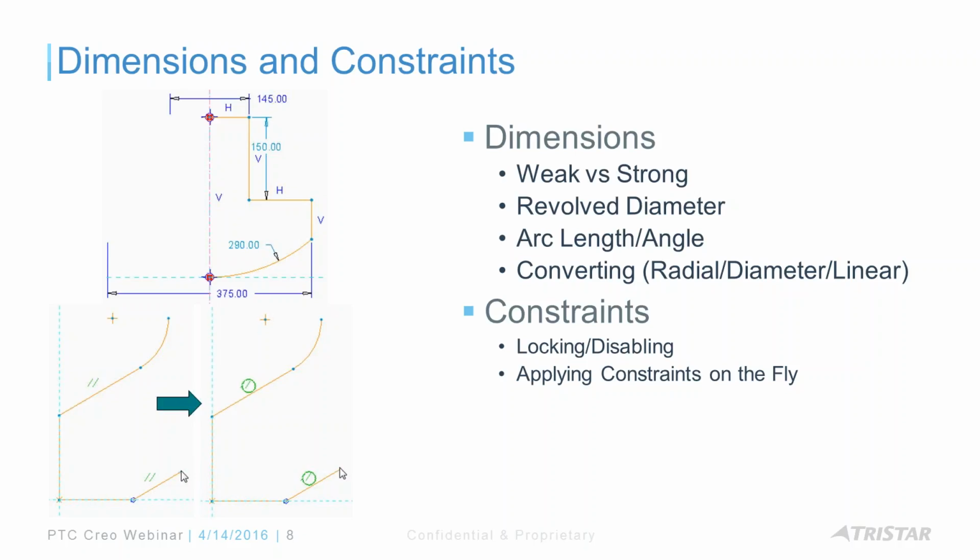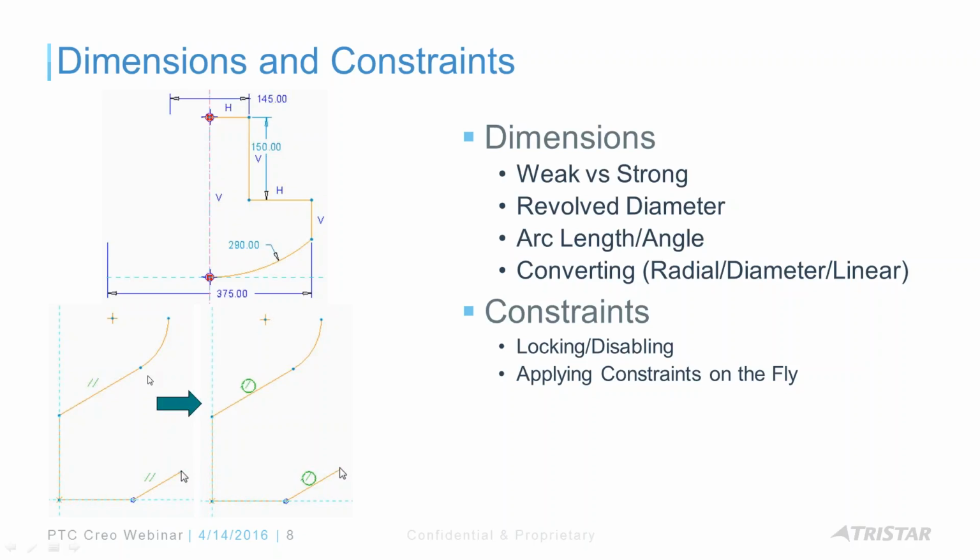Then we're going to go a little bit over constraints. Now, you can apply constraints as you're creating your sketches, right? So you don't have to wait until you complete the shape and then constrain it. As you're creating your lines, you can apply constraints. Now, the nice thing about this is sometimes you might need to lock one of those constraints. So you have the ability to lock a constraint as you're creating it.